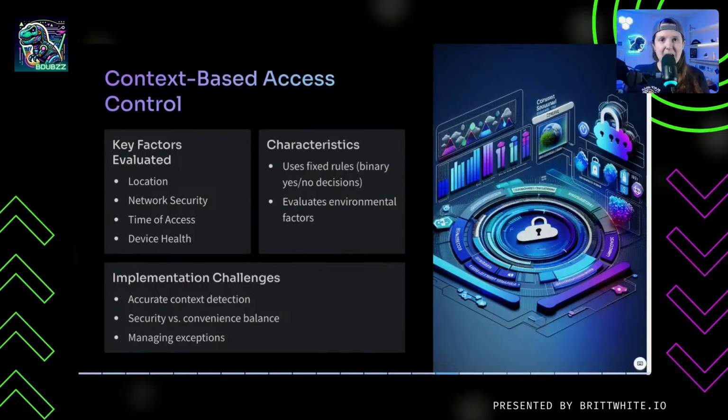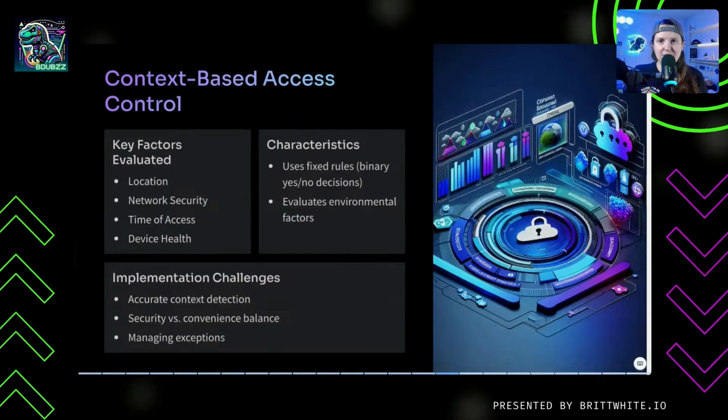First, maintaining accurate context detection. Our security decisions are only as good as our contextual data. Second, balancing security with user convenience. Too many security checks can frustrate users, while not enough checks could leave us vulnerable. Finding that sweet spot is really important.